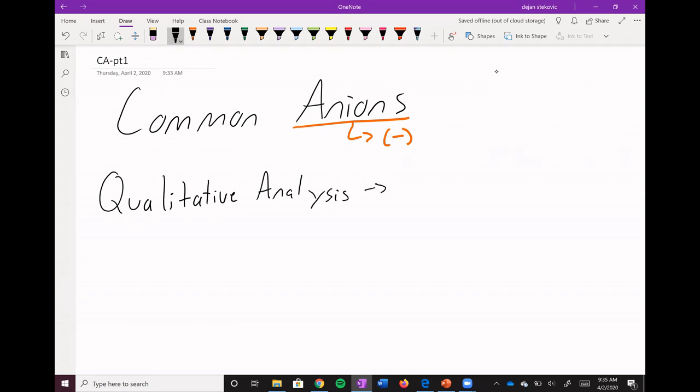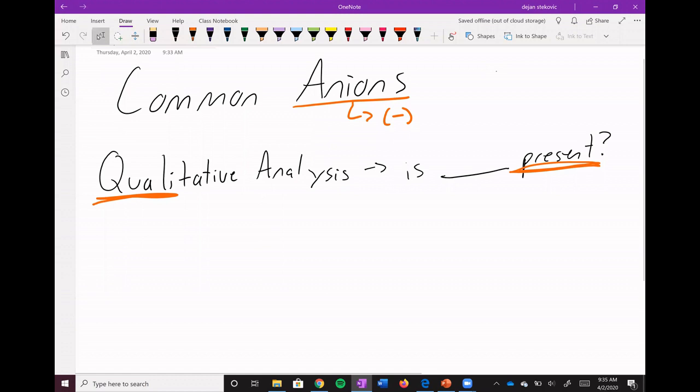And basically what we're trying to answer in this qualitative analysis type of lab is the question of, is something present? So is blank present? Is it there? Is it in your solution? And remember, qualitative is just kind of like a yes, no type of thing. We're not going to say how much is present or how little is present. We're just going to say it's either present or it's not present.